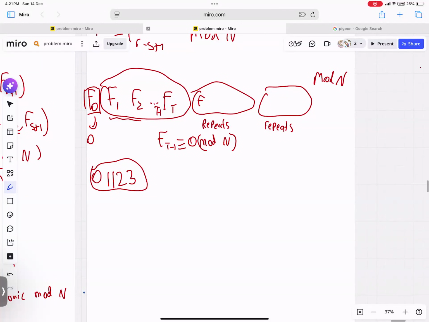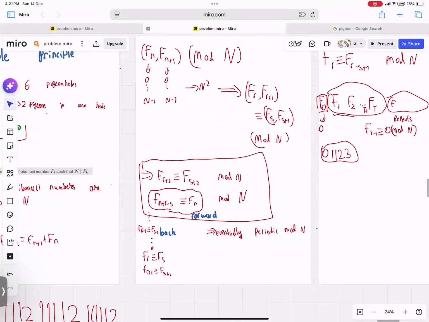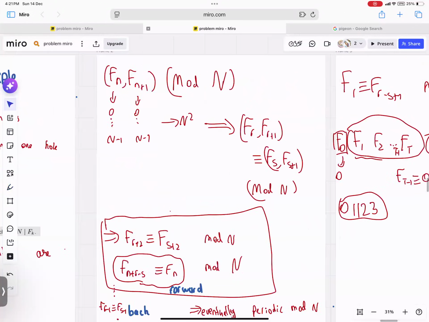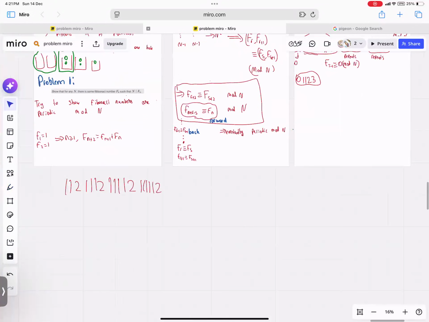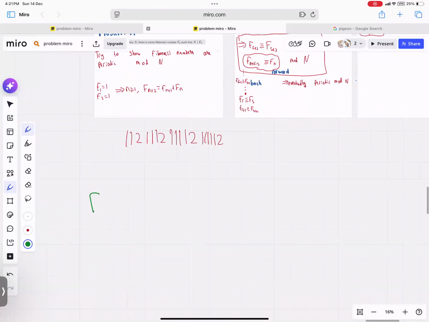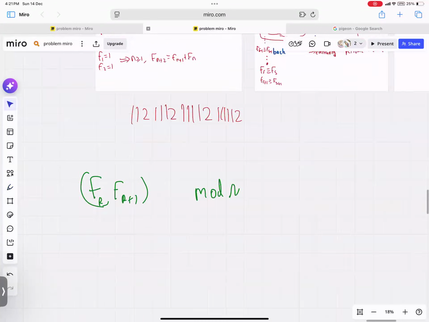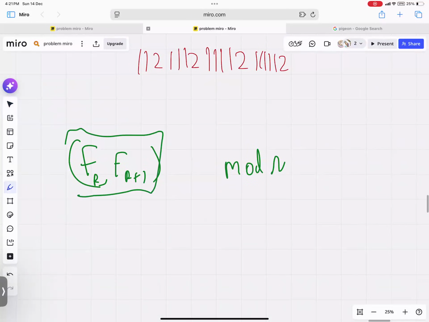Can you explain the proof of periodicity? Okay, so I'll do it a bit on the side. We have pairs f of k, f of k plus 1, and we take these modulo n. I'm showing that it's periodic modulo n. Fibonacci numbers are not periodic, but periodic modulo n. And for these pairs, there are only finitely many possibilities, right?